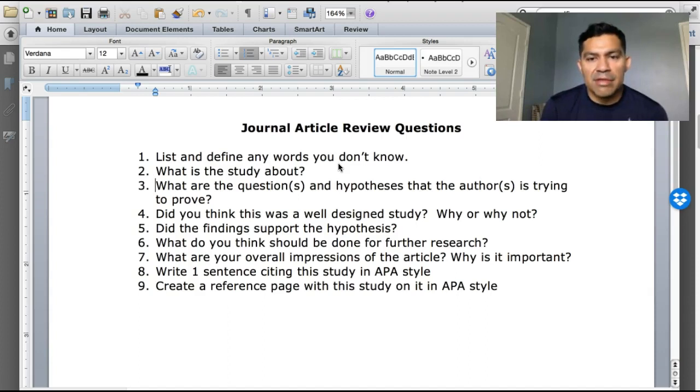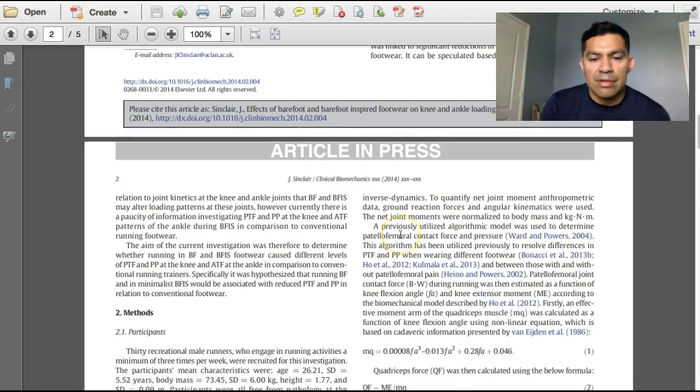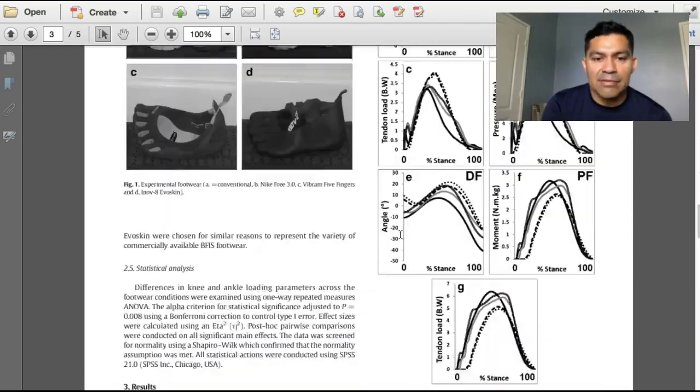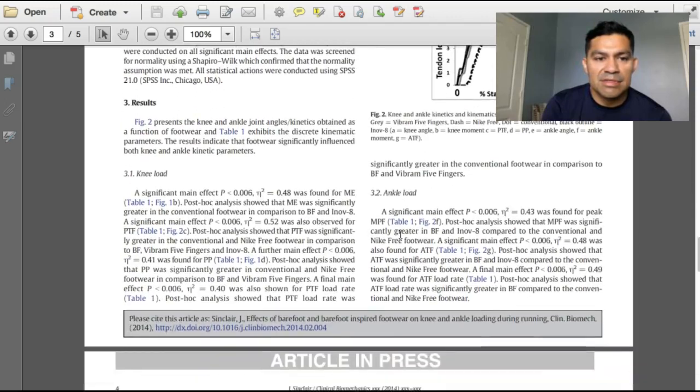The next question I think you may need some guidance on will be, did the findings support the hypothesis? So here we're just asking essentially, what did the results say? And if we look back to the article here, I'm going to guide you in exactly where you're going to find the answer to this. And that's going to be in the results section.